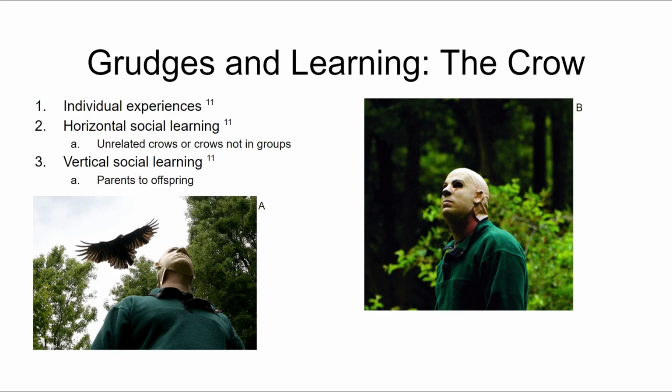The third way is through vertical social learning. A crow's offspring may witness their parents scolding an animal and learn to scold the target. It is through these methods that crows learn what creatures are safe or dangerous.